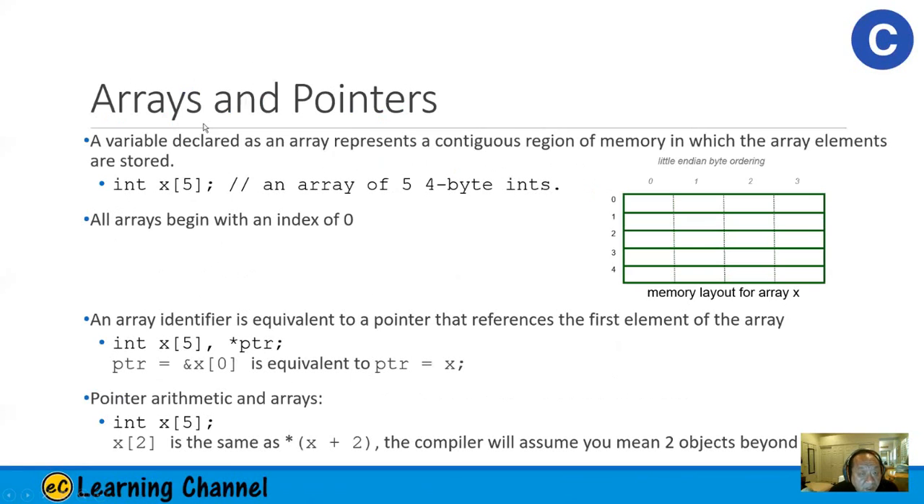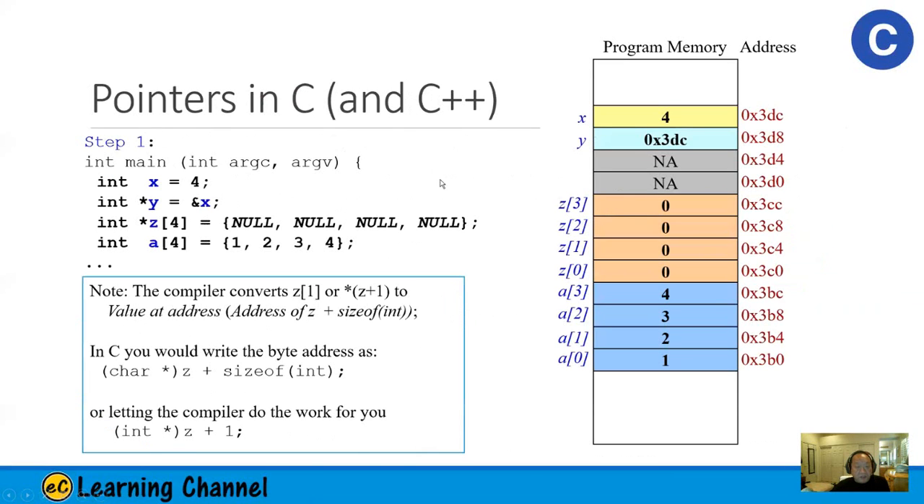So array and pointers: a variable declared as an array represents a contiguous region of memory in which the array elements are laid out like this. Array indexes start with 0, like we know. This should be easy. So pointers in C, we have this, and it goes into memory, I think that's fine, right?